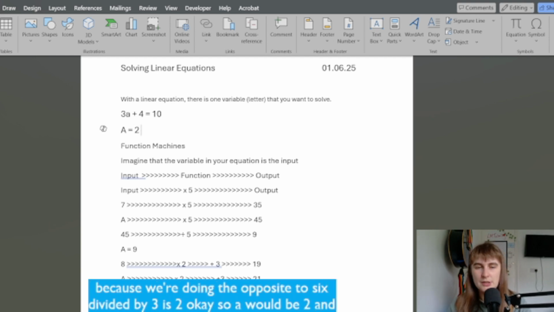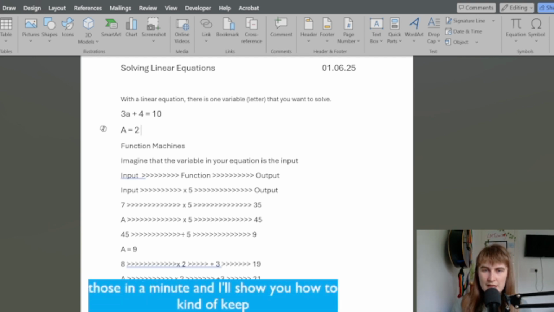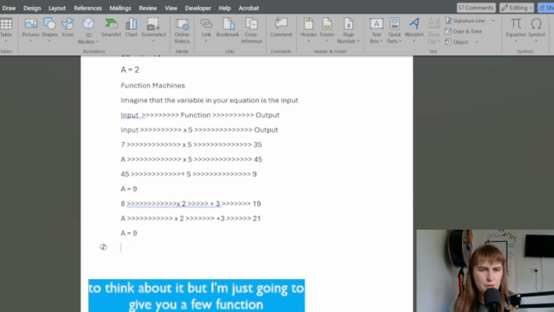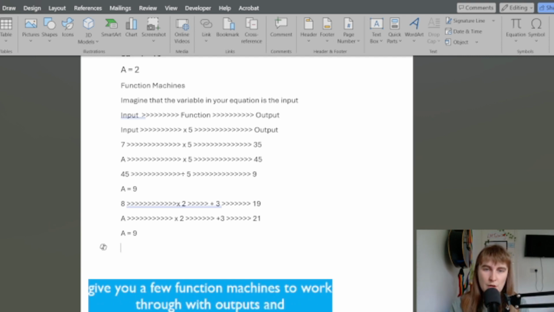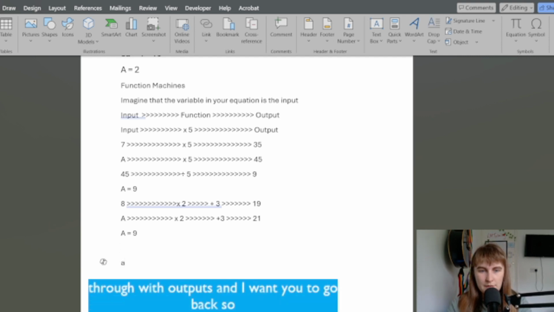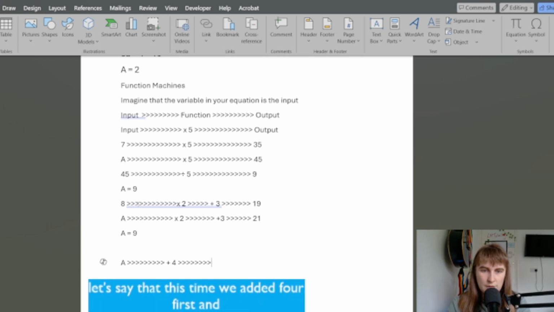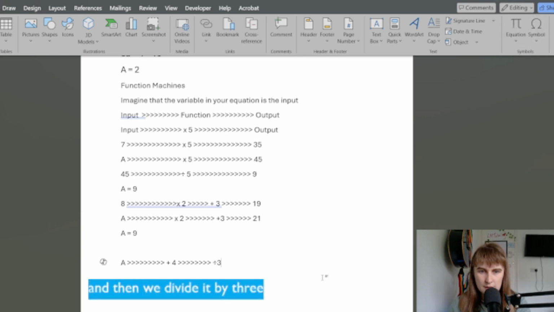We'll come back to those in a minute, and I'll show you how to keep track of that and another way to think about it. But I'm just going to give you a few function machines to work through with outputs, and I want you to go back. So we're going to have input of A. Let's say that this time we added 4 first, and then we divided by 3. And our output was 3.